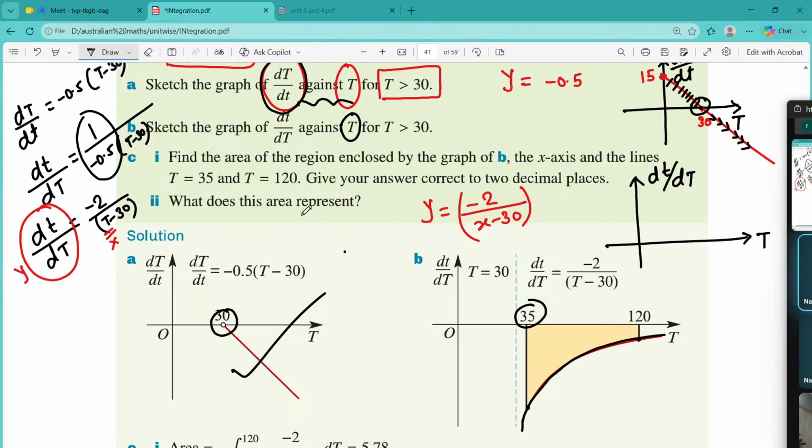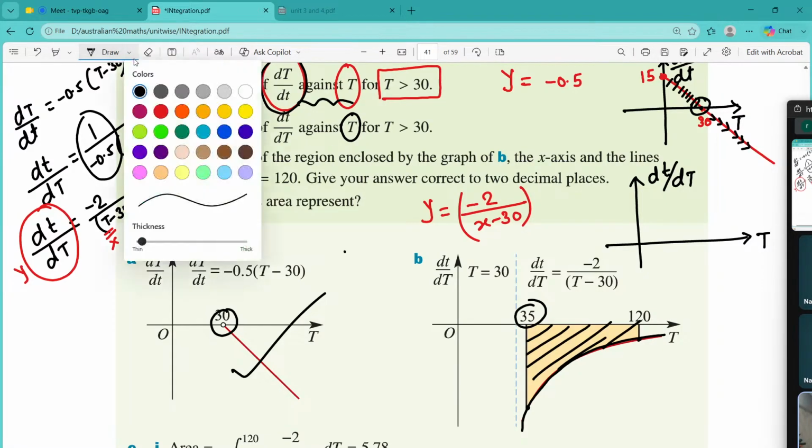Find the area of the region enclosed by the graph B. So now we have to find this region. This is very simple now. We have to integrate. Let's see what they are saying: find the area of the region enclosed by the graph B, the x-axis, and the lines t equals 35 to 120. So they have clarified that they are interested from 35 to 120. Give your answer to two decimal places.